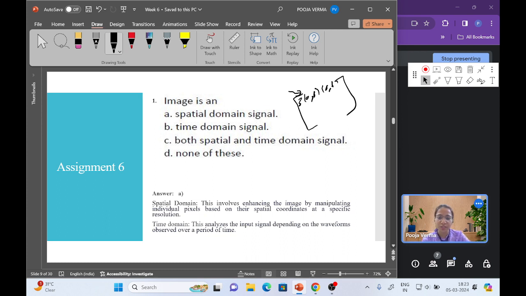So what is a spatial domain? A spatial domain involves enhancing the image by manipulating individual pixels based on their spatial coordinates at a specific resolution. And the time domain, as you already know, analyzes the input signals depending on the waveform observed over a period of time. So an image is a spatial domain signal. So the correct option is option A.